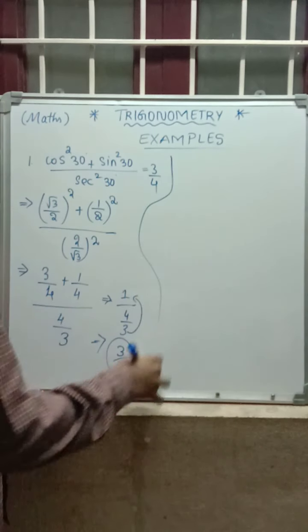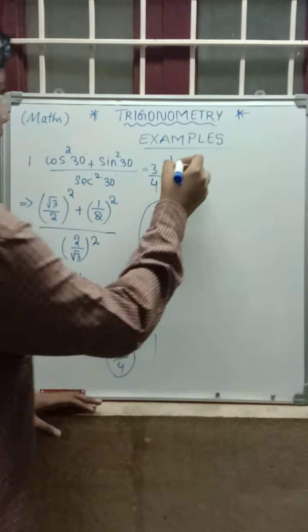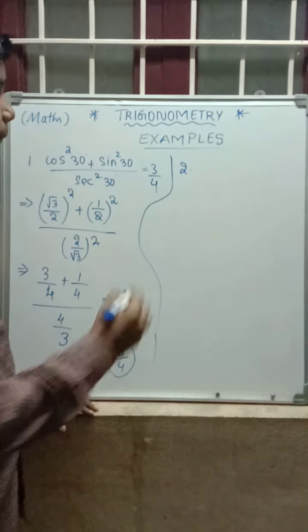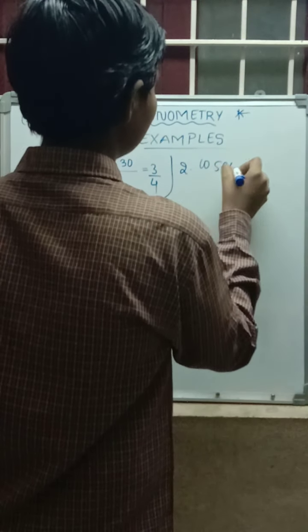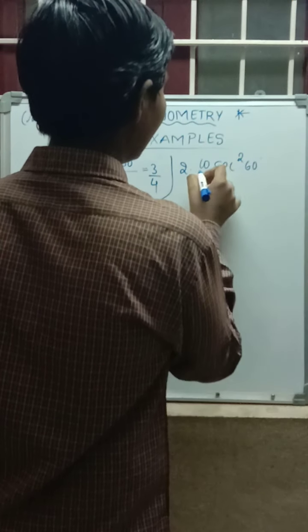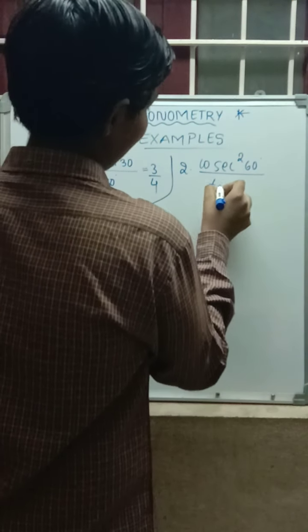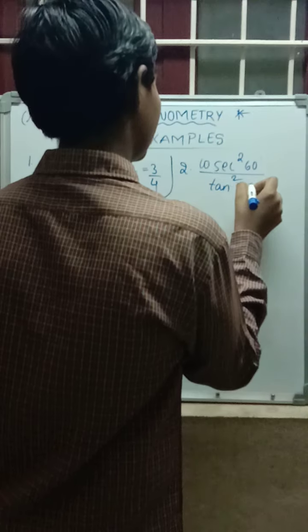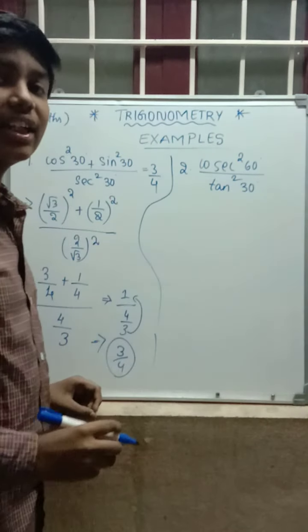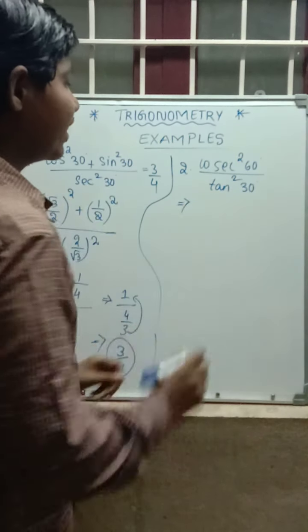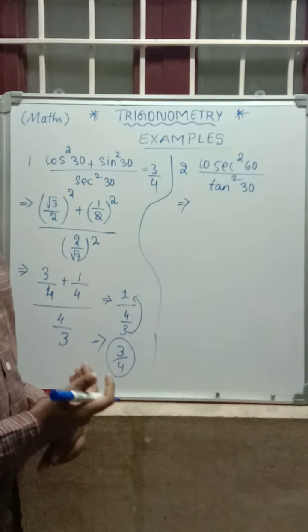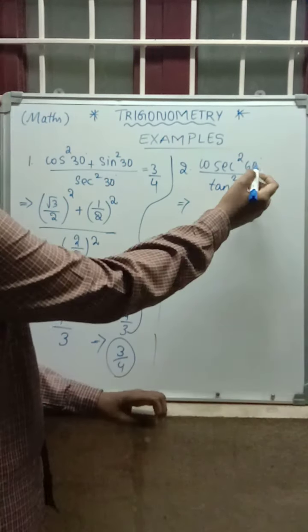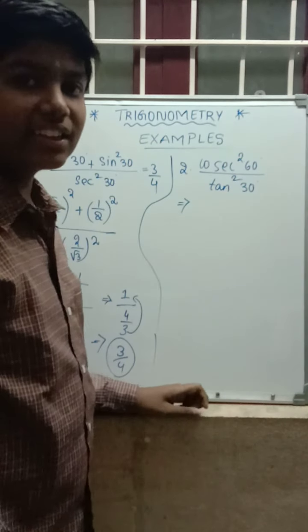Now let's see another example. Second one: cosecant square 60 by tan square 30. Tan square 30 degrees. Here cosecant square 60 degrees. Cosecant theta is 1 by sin, so 1 by sin 60.